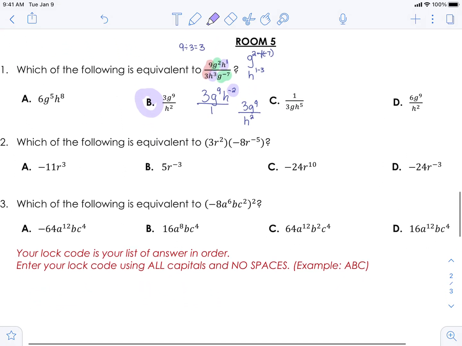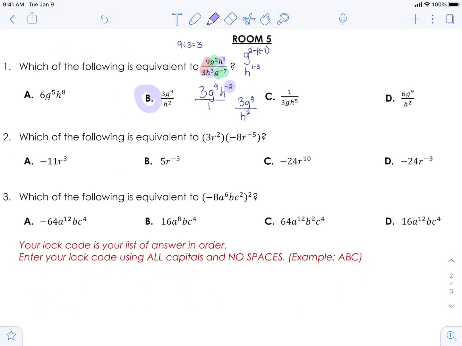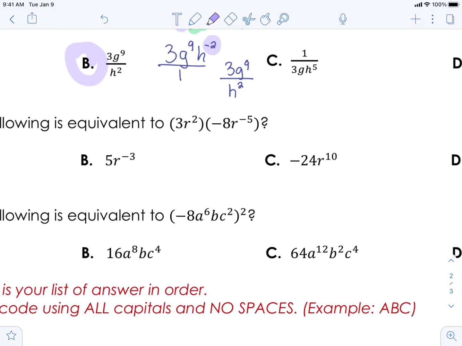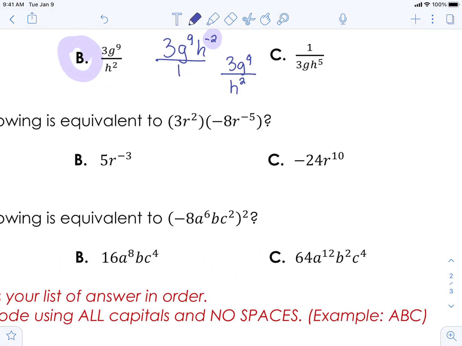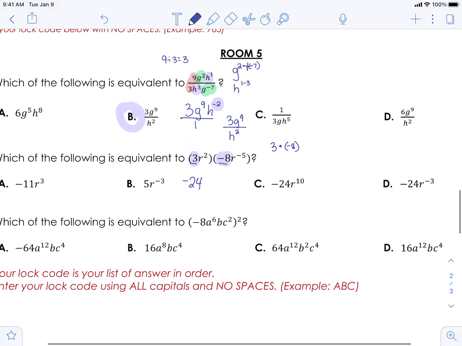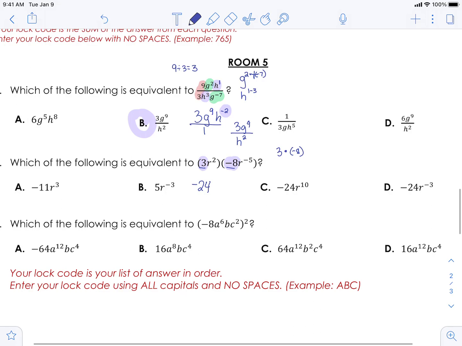Looking at number 2, which of the following is equivalent to 3r squared times negative 8r to the negative 5th power? It looks like we're going to multiply. So remember, we multiply the coefficients. So I'm going to multiply 3 times negative 8, and that gives me a negative 24. Based on that alone, I can eliminate answer choice A and answer choice B.